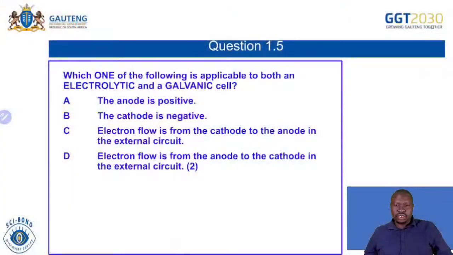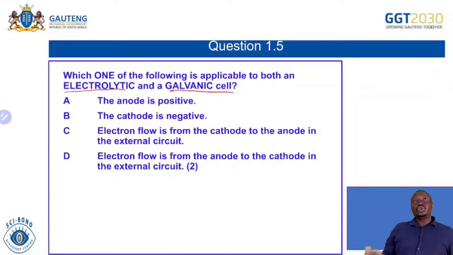We are busy with question 1.5, which is our last question. Remember, we have 10 marks from multiple choice questions in terms of paper 2. So now the question is saying, which one of the following is applicable to both an electrolytic and galvanic cell? So the keyword, when we're doing multiple choice, the keywords are most of the time, not always, most of the time we try to make them in capital letters so that you are able to know that this is what we are looking for. So we are saying which one is applicable to both electrolytic and galvanic cell.